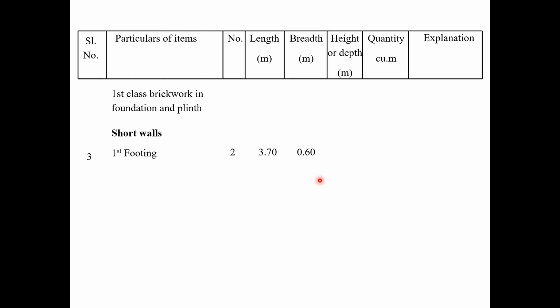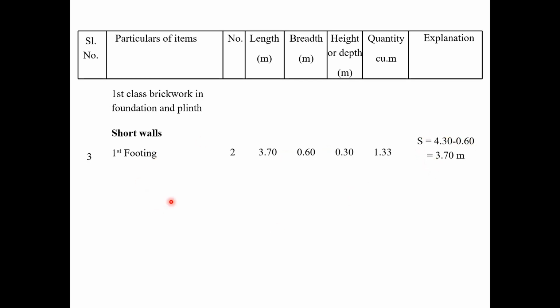So width is 0.6 and the depth is 0.3 meter, and the total quantity is 1.33 meter cube. So how did we arrive at this value? It is the product of these things, we'll get it as 1.33 meter cube. Explanation for how did we arrive at the length: 4.3 minus 0.6 by 2 minus 0.6 by 2 will get it as 3.7 meter.